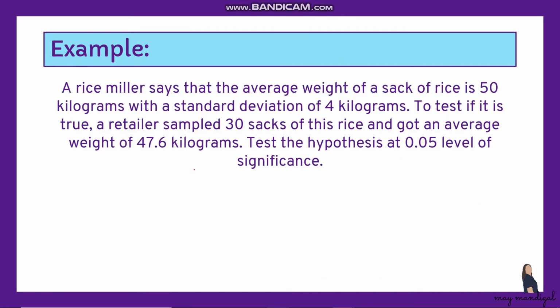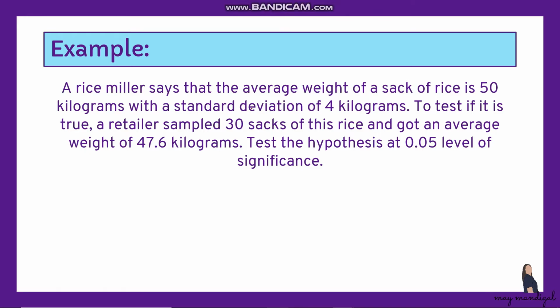A rice miller says that the average weight of a sack of rice is 50 kilograms with a standard deviation of 4 kilograms. To test if it is true, a retailer sampled 30 sacks of this rice and got an average weight of 47.6 kilograms. Test the hypothesis at 0.05 level of significance.